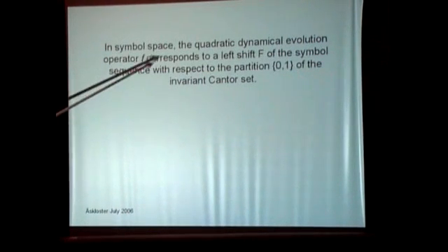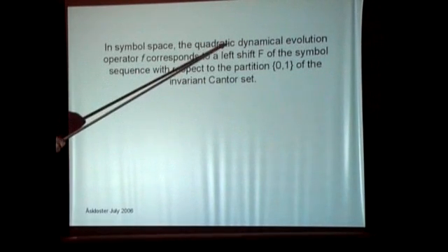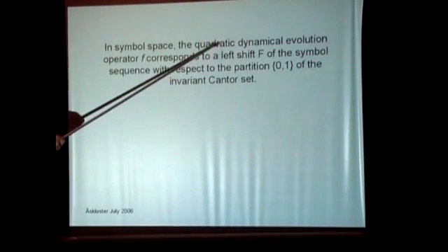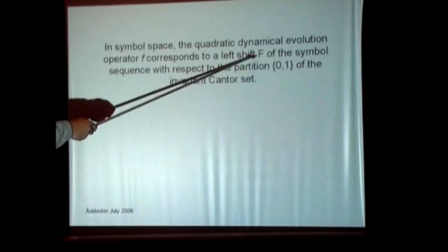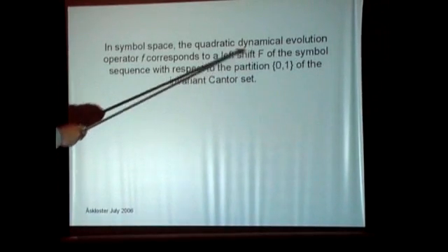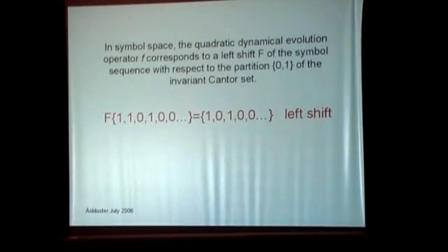And in fact, in symbol space, the quadratic logistic map F actually corresponds to a left shift. Let's just see if there's any more. I've forgotten the base.